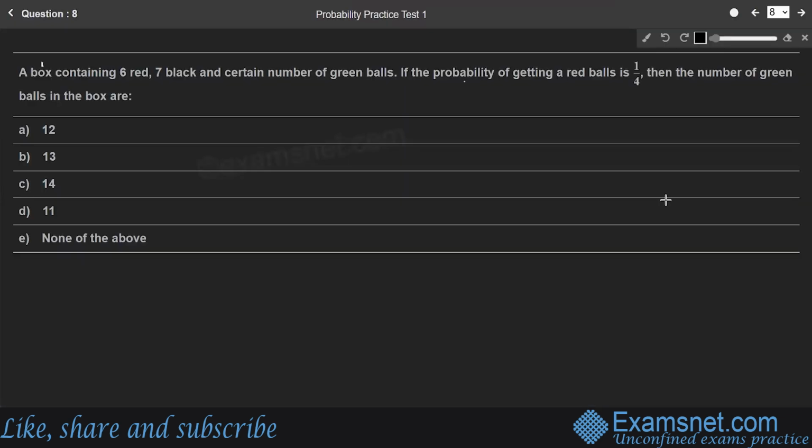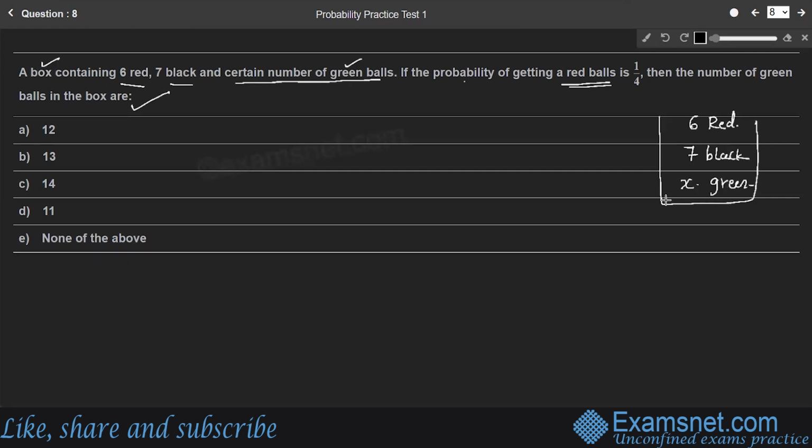Question number 8. A box contains 6 red, 7 black and a certain number of green balls. If the probability of getting a red ball is 1 by 4, then the number of green balls in the box is. So it's an easy question. We'll consider a box in which there are 6 red balls, 7 black balls and a certain number of green balls. Let the number of green balls be x. So the probability of getting a red ball is 1 by 4.